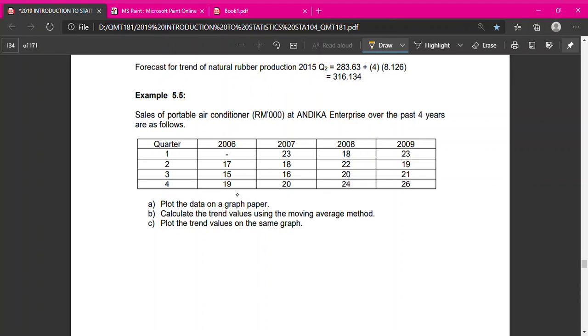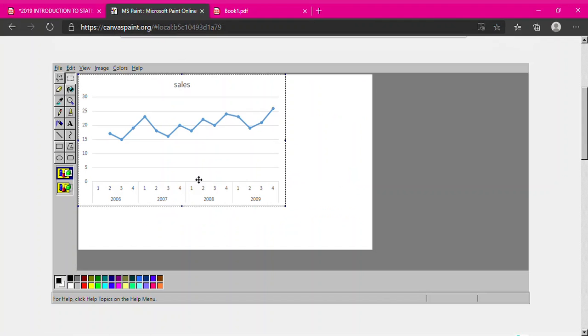Which is you need to plot the graph, which is your y-axis will be your variable sales, and your x-axis will be the period, which is the quarter dan juga tahun. Okay, quarter and year. Okay, so you akan dapat macam ni, right? Quarter and year.